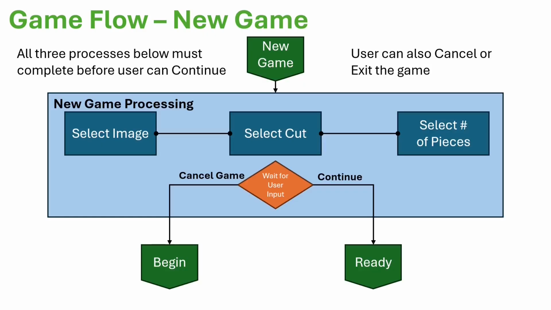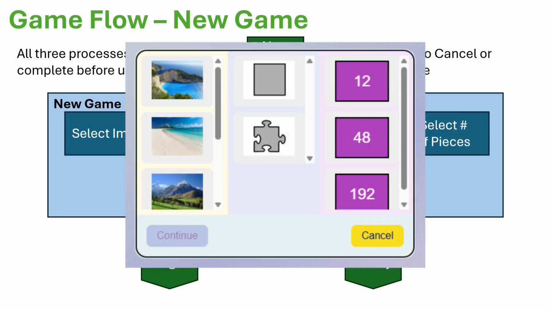On the new game button, a lot of different things are happening here. First of all, we need to be able for them to select an image, select a cut, and select pieces. Now, what do those mean? Well, the image is fairly self-explanatory. In the examples I have here, I have 5 or 6 different images that one could select. And I've got a little dialog box that we will bring up for them to be able to select the image. Once they've selected the image, I needed them to select a cut.